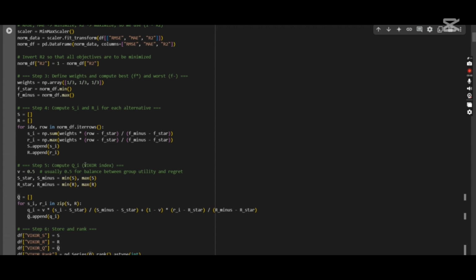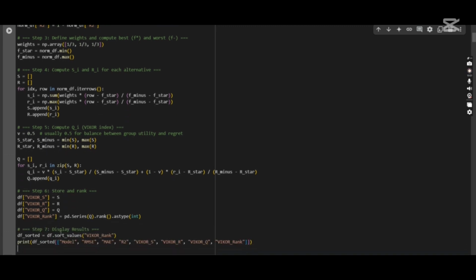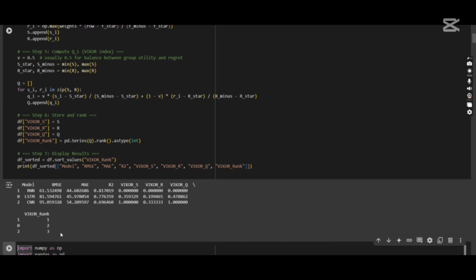So here for the computation of the VIKOR index we have adopted the value of V as 0.5. You can also check this value or use this value as per the literature. For this formula, all these formulas, you can check the literature and then you can use them. And this SI and RI value is utilized for the computation of Q. And again this will store the S, R and Q values, and finally the results are displayed.